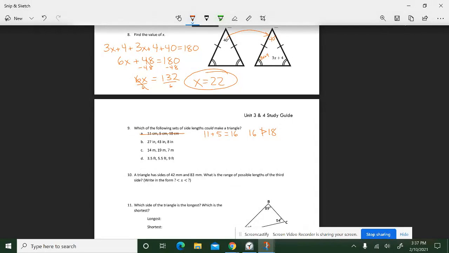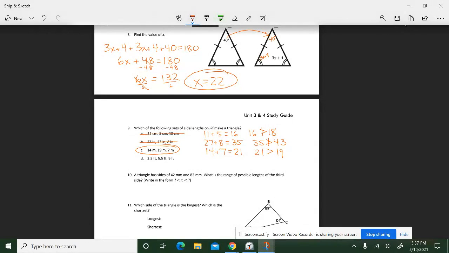B, your two shortest are the 27 and the 8. Add those together, you get 35. 35 is not bigger than 43, the third side, so B doesn't work. For C, your two shortest are the 14 and the 7. If you add those together, you get 21. 21 is bigger than the third side. It's bigger than 19, so C works.